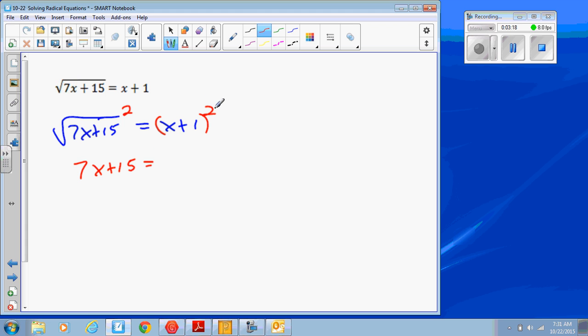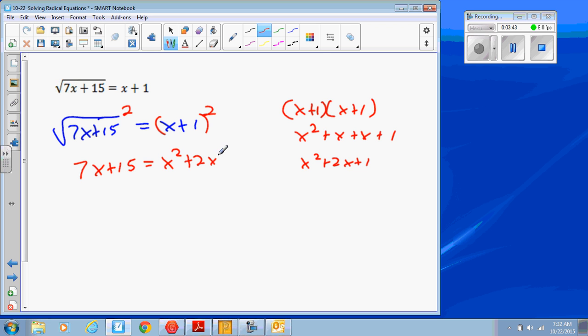And this side's going to be tricky because I have to basically do FOIL: x plus 1 times x plus 1. x times x is x squared. x times 1 is plus x. 1 times x is plus another x. And 1 times 1 is 1. So x squared plus 2x plus 1 is what the right side of the equation equals.